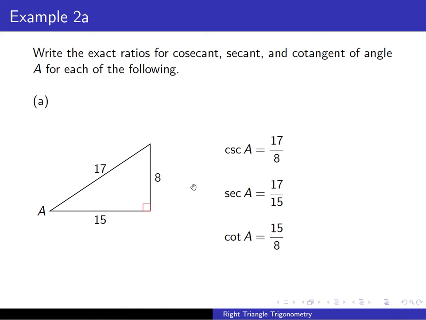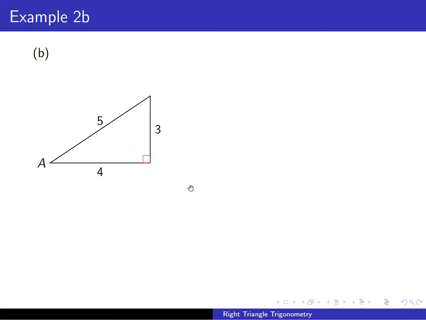All right, example 2b, we have this triangle again, same as we had for example 1b. Cosecant of A is hypotenuse over opposite, which is going to be 5/3. The secant of A is hypotenuse over adjacent, which is 5/4. And the cotangent of A is adjacent over opposite, which is 4/3.